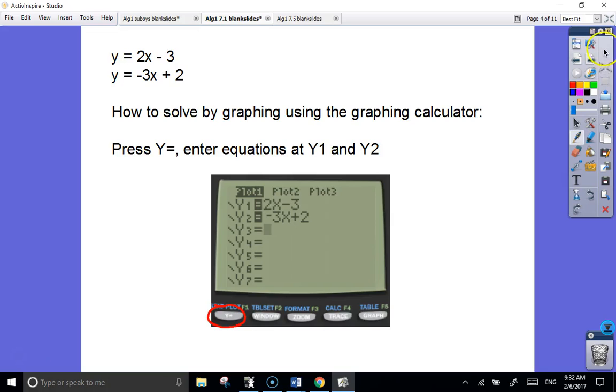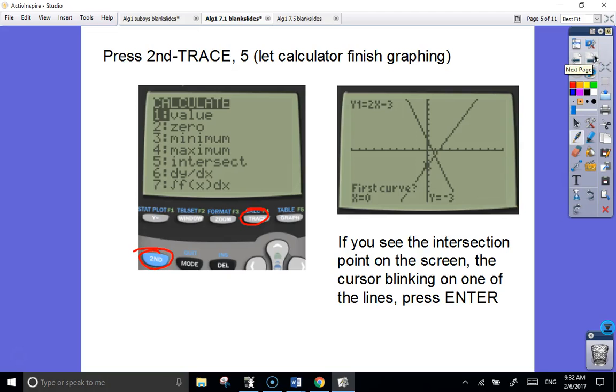Okay, so you enter the equations, and then you do this, right? Second trace. The trace button is right there. So second trace. And you see in this menu, the number 5 says intersect. So that's going to tell us the intersection point of these two. When you do that, second trace 5, the calculator is drawing the graph. You should just pause for a second and let it finish drawing the graph. Then it's going to have a screen that looks something like that, saying first curve. In the end, you're just going to hit enter 3 times.